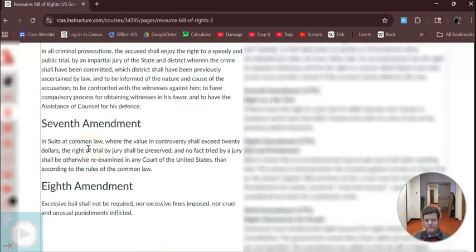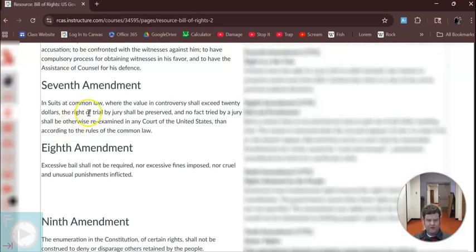Moving on to the Seventh Amendment. In suits at common law where the value of the controversy shall exceed $20, the right to trial shall be preserved, and no fact tried by a jury shall otherwise be re-examined in any court of the United States than according to the rules of common law. So common law is something that we talk about more in the judicial unit. It's something we talk about elsewhere.